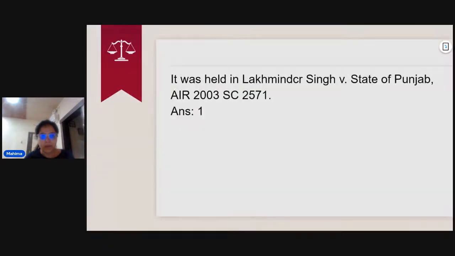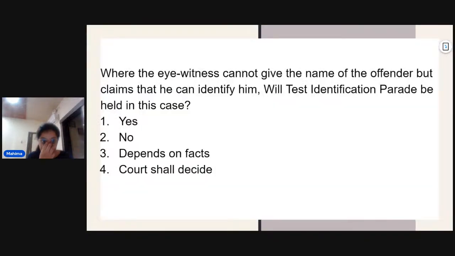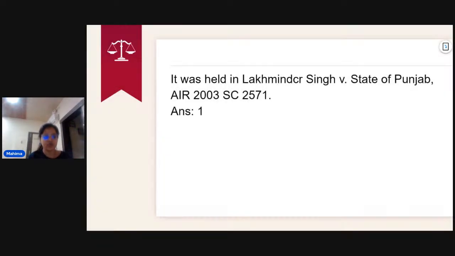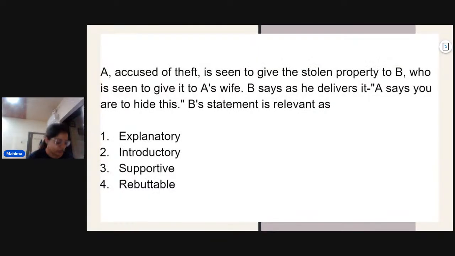Yes, it is option number one. It was the case Lakhminder Singh versus State of Punjab, where the eyewitness cannot give the name of the offender but claims that he can identify him. Obviously, an identification parade can be conducted in this case, though the person should not be known before. If the person cannot give the name and ensures that he can identify him, obviously section 9 comes into the picture.